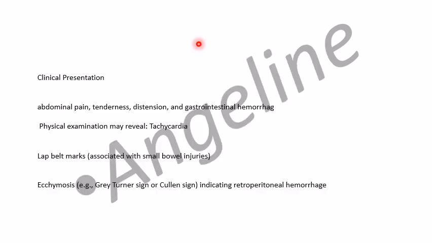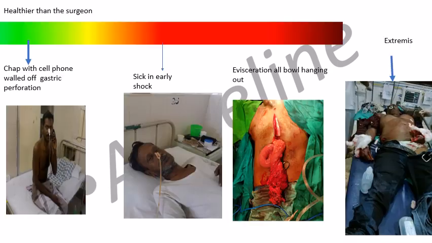So now what about the clinical presentation? Of course, abdominal pain, tenderness, distension, either bleeding upper GI or lower GI. Physical examination may reveal a tachycardia in general, and of course you might get abdominal findings, Cullen sign, Grey Turner sign, and a whole lot of other things to diagnose blunt injury to the abdomen when you have these physical signs.